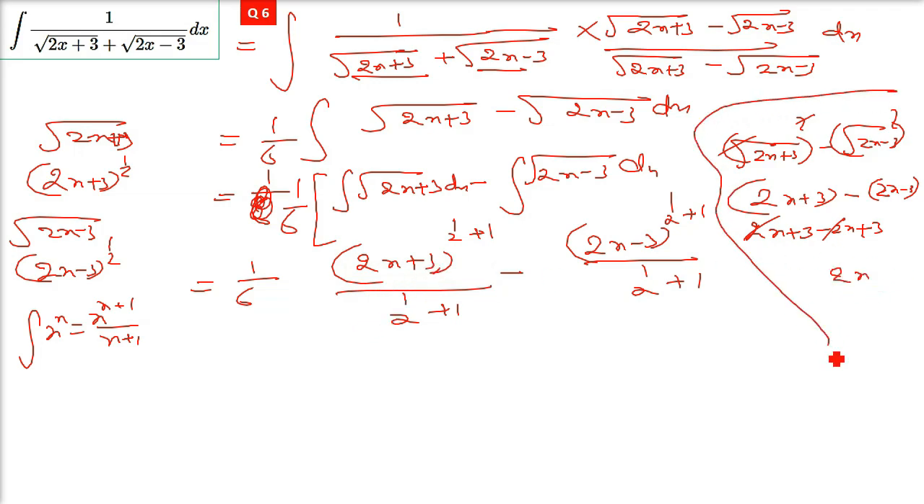So 2x plus 3, what is the differentiation? It will give you 2. So you write 2 here. What is the differentiation of 2x minus 3? It will give you 2. So you write 2 in the denominator.